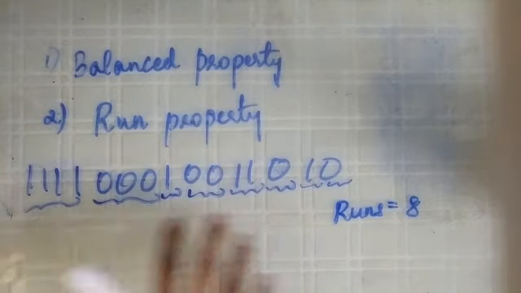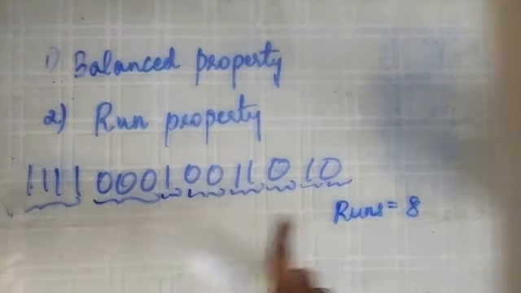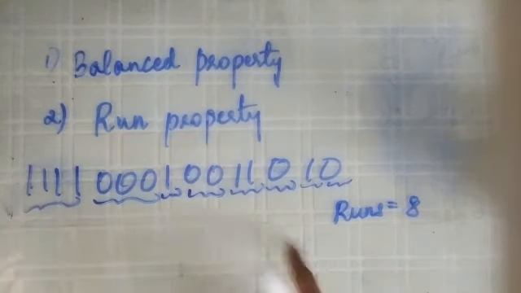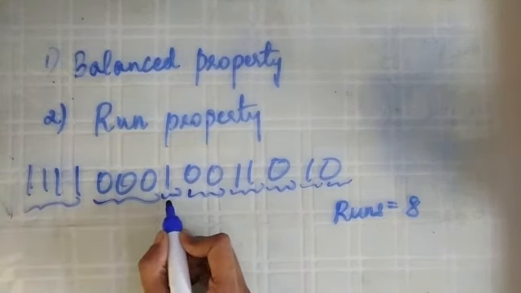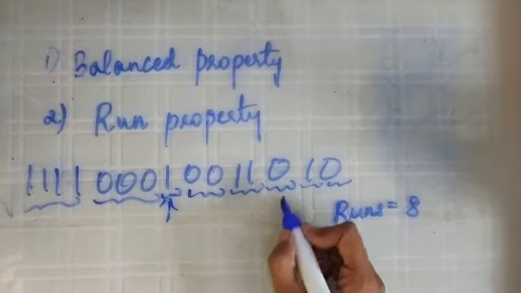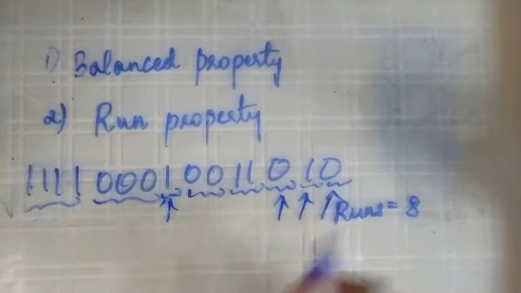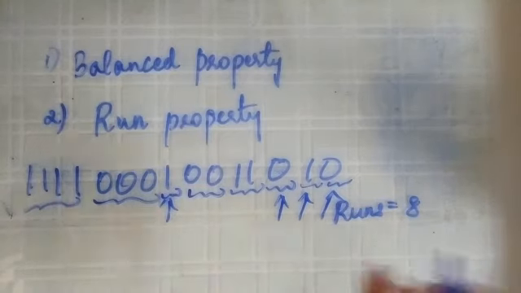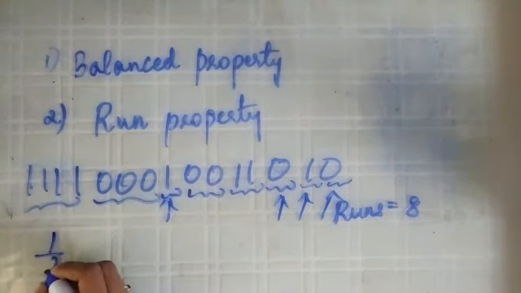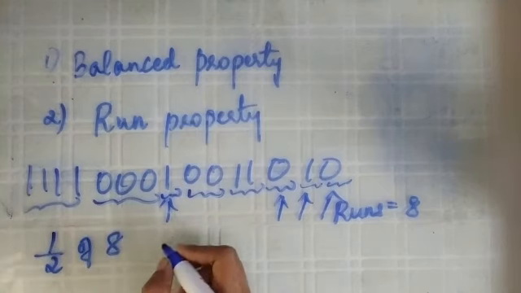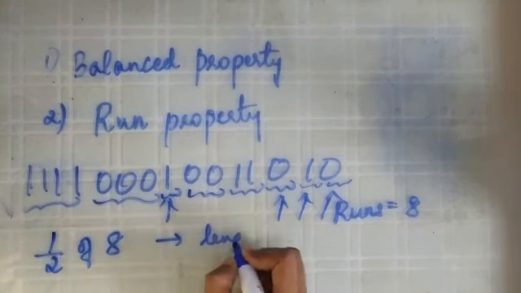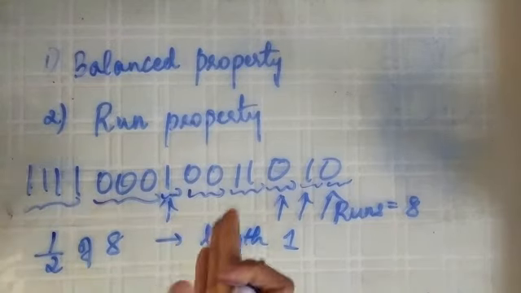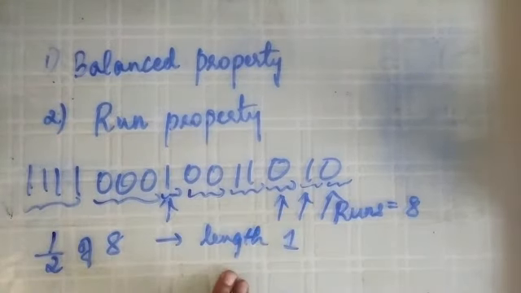Now, in this total number of runs, if you check how many runs are of length 1: this is of length 1, this is of length 1, this is of length 1, this is of length 1. So 4 out of 8 runs, which is nothing but half, are of length 1. This is what the property says: half of the runs are of length 1.